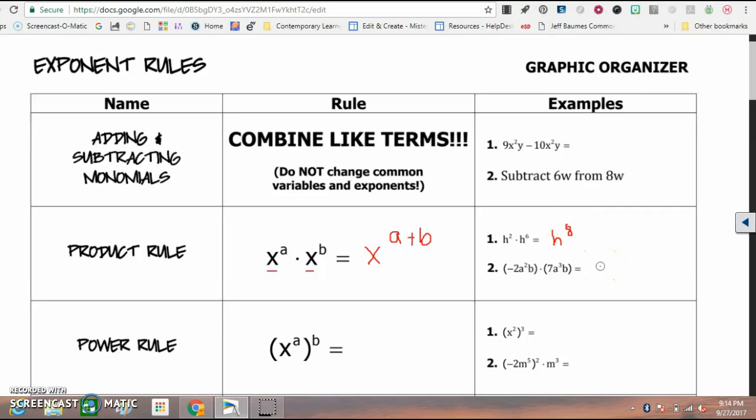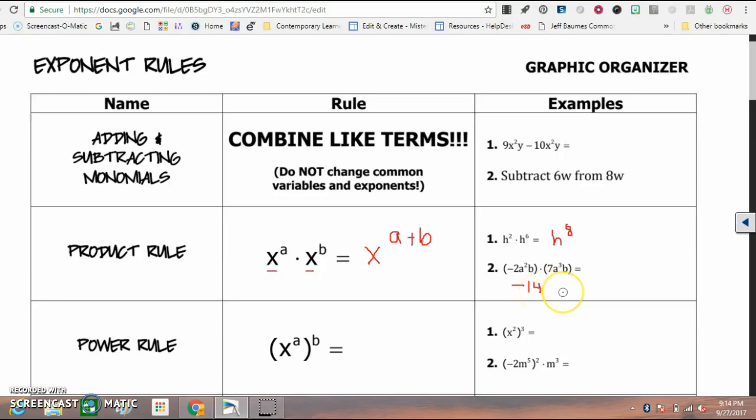Now in this next one, we have a coefficient in front. So let's start with that. Even though this looks really, really scary, it's not bad at all. It really isn't. So please, let's multiply the coefficients first. We have -2 times 7. That's -14.